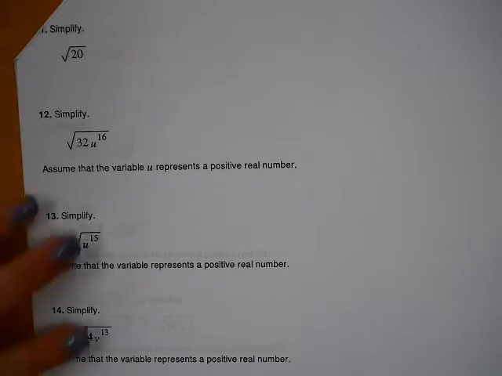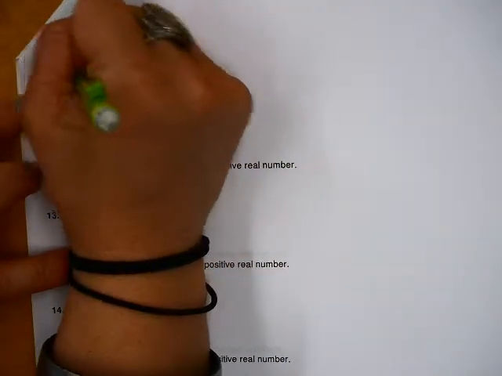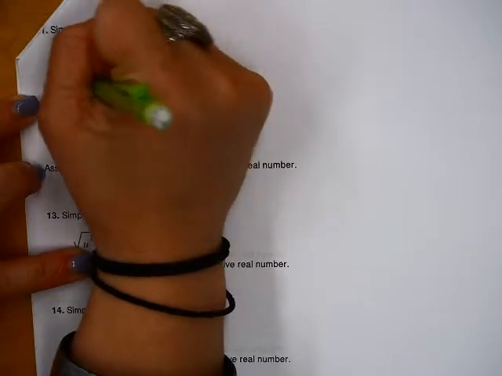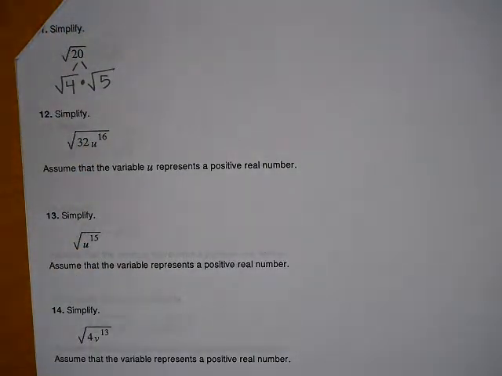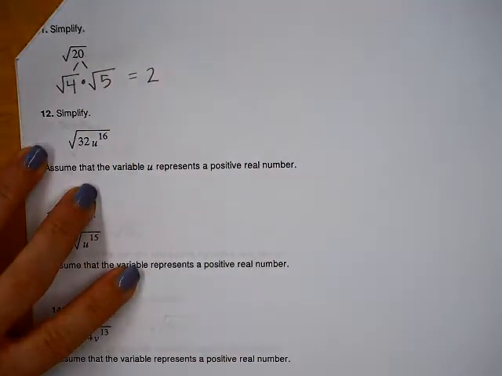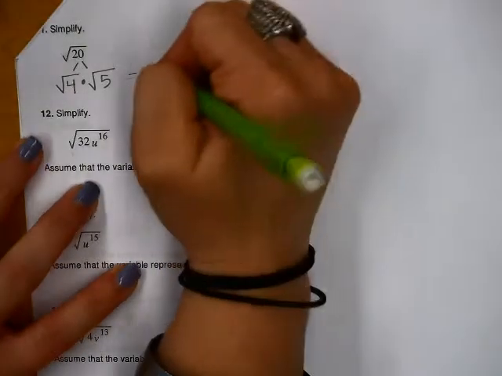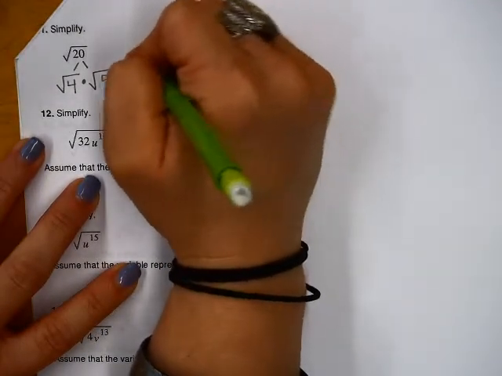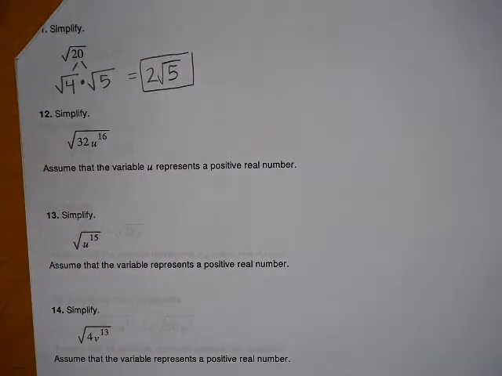All right, so 20 will break down into the square root of 4 times the square root of 5. The square root of 4 times the square root of 5 equals the square root of 20, right? So essentially, you're just rewriting this. And so, what is the square root of 4? 2. So if you take the square root, the number comes to the outside, and whatever you can't take the square root of, you're going to leave. So your answer is going to be 2 square root of 5.